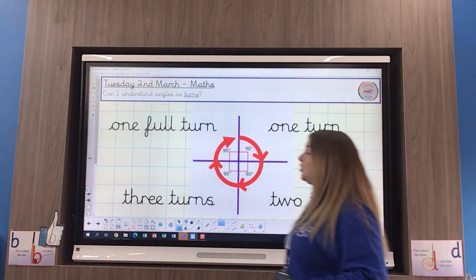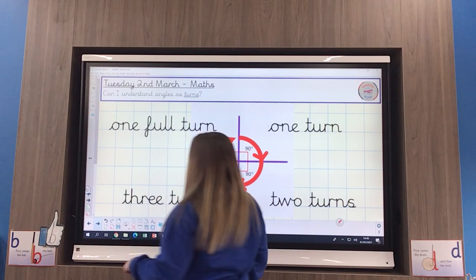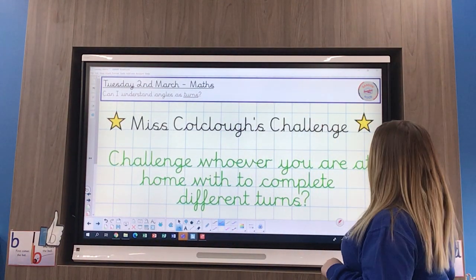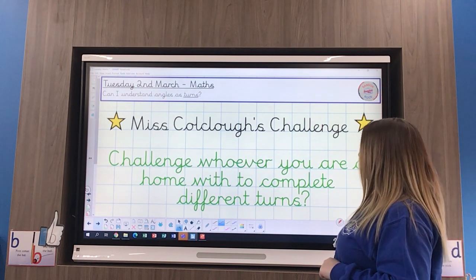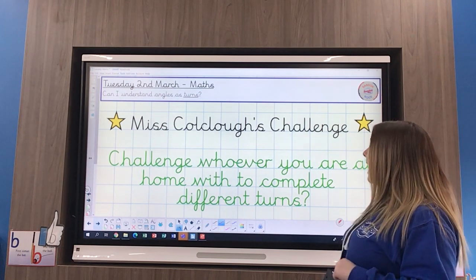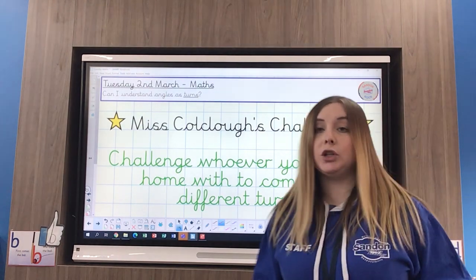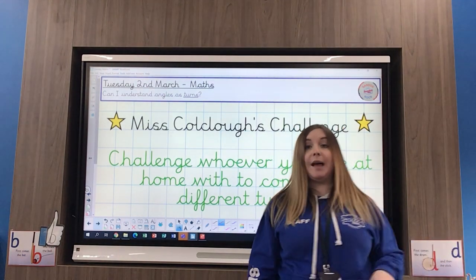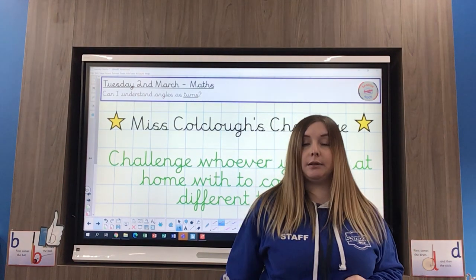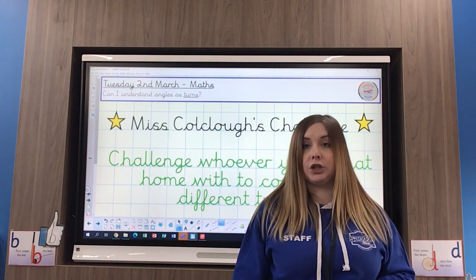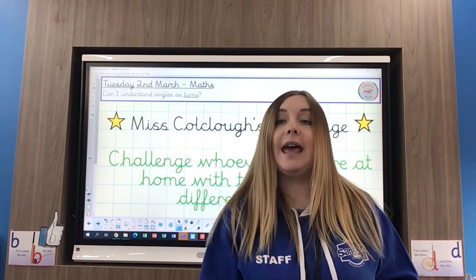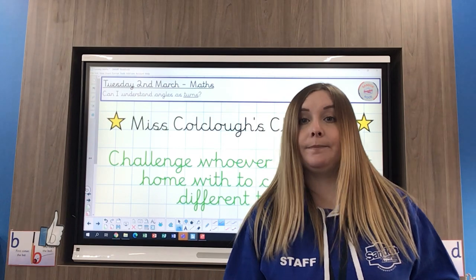Now your final challenge for today. Challenge whoever you are with at home, and complete different turns. So I want you to give them an instruction: 3 quarter turns, 2 quarter turns, 1 full turn, and see if they can complete it.